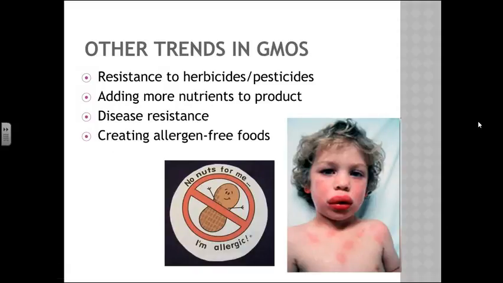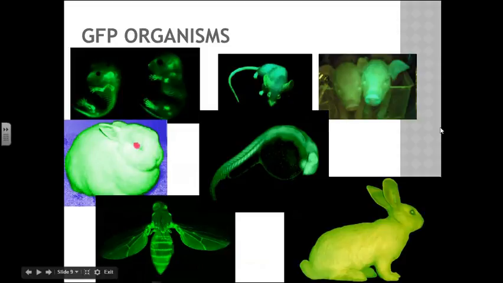We generally use GMOs to give resistance to herbicides or pesticides, to add more nutrients to whatever the particular product we're trying to produce is, and increase disease resistance. We can also use them to create allergen-free foods so that we don't have anybody like this little boy who's allergic to peanuts and having an allergic attack.